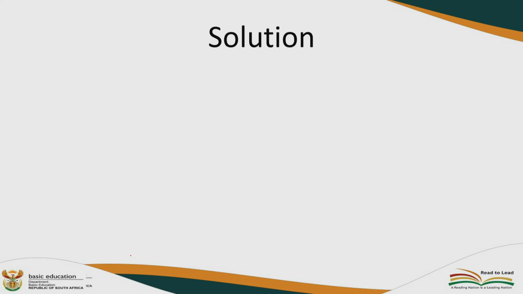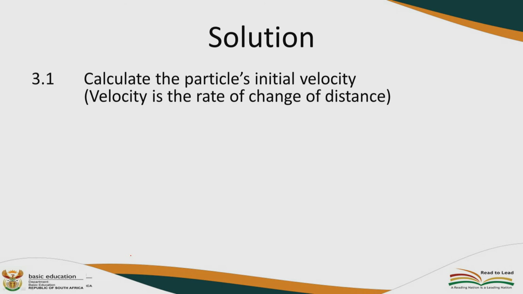Now let us go through the solution. We are asked to calculate the particle's initial velocity. So we have an expression for the distance, which is s of t equal to t squared minus 18t plus 45. Now we need an expression for velocity so that we can calculate the initial velocity. But we know that the derivative of distance will give us the velocity.